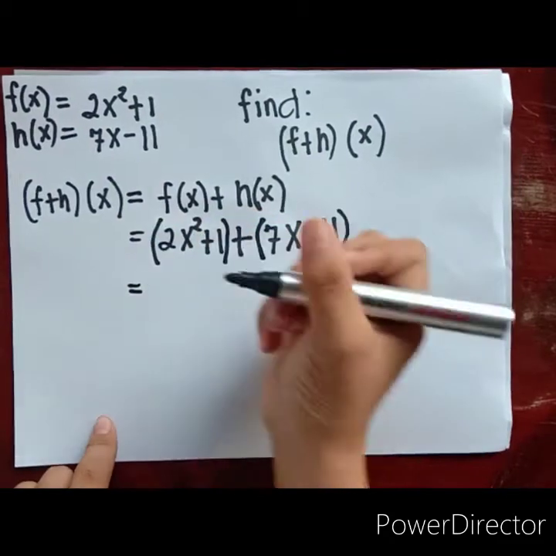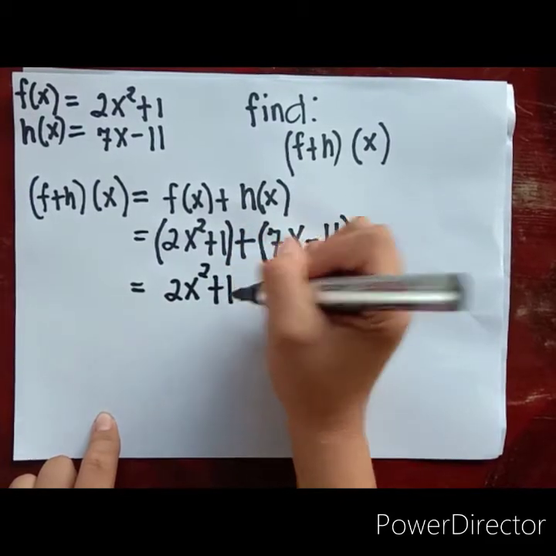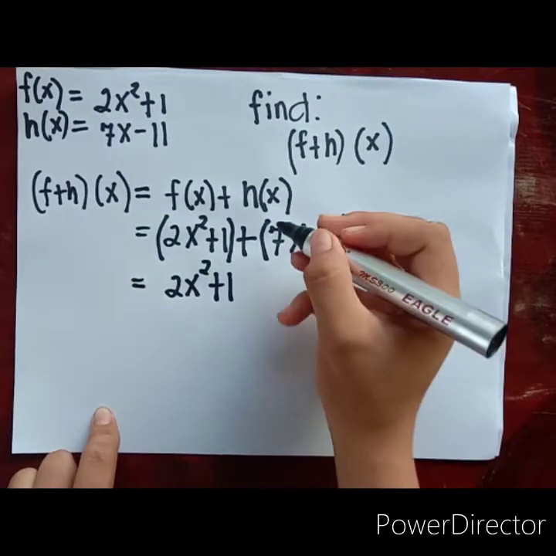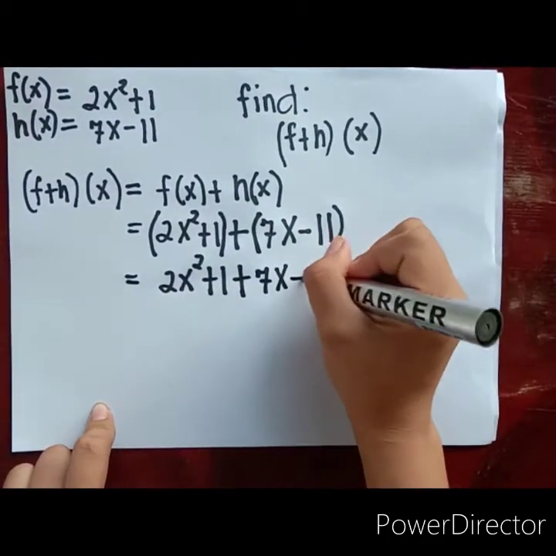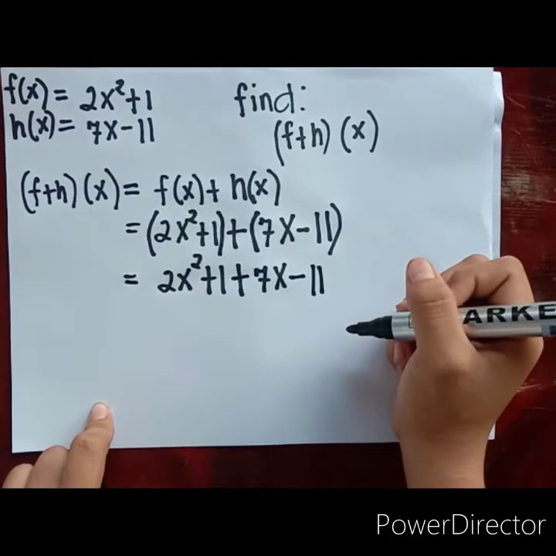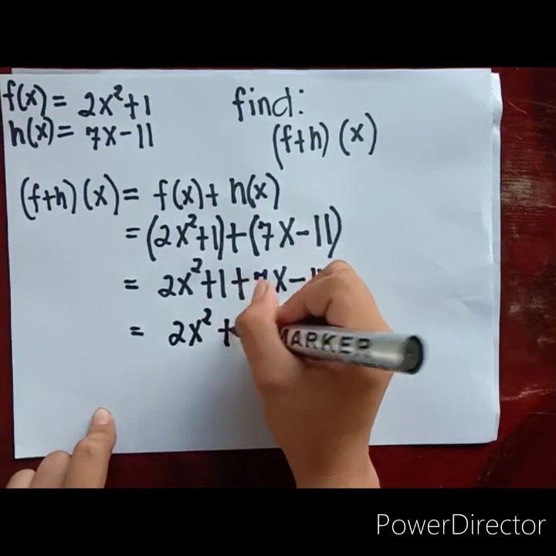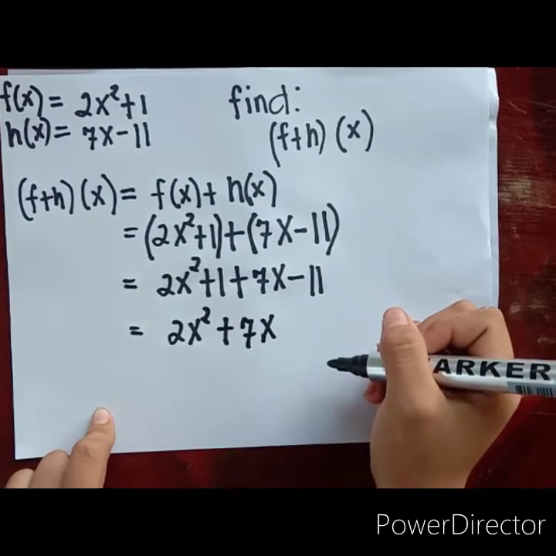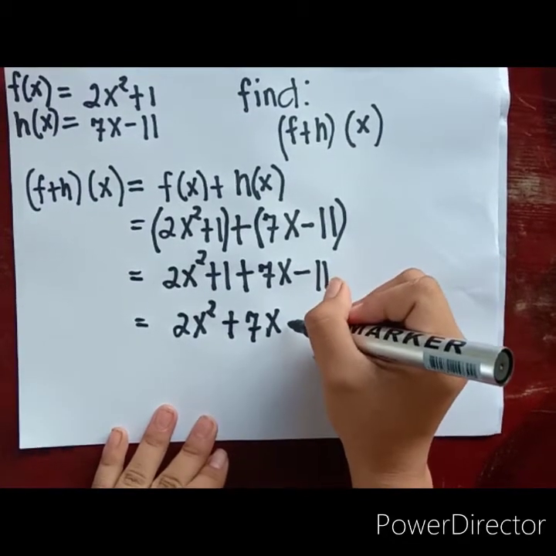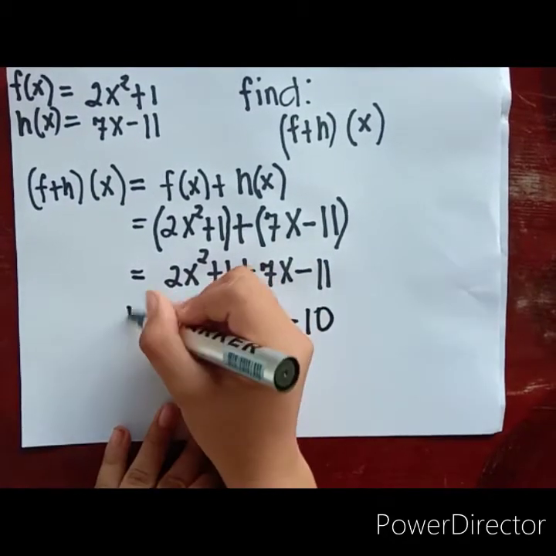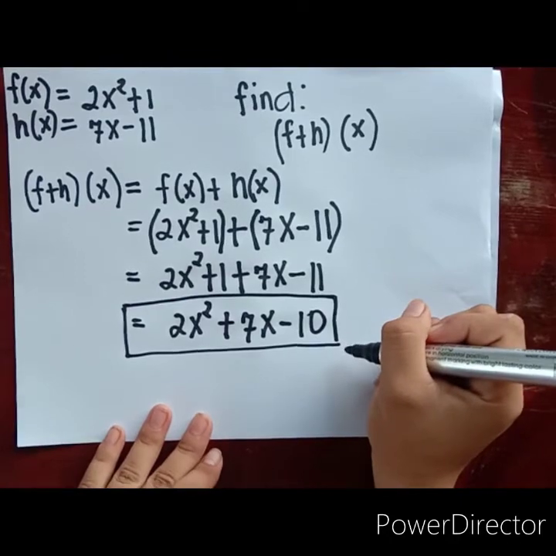Okay. 2x squared plus 1, copy. Positive times positive equals positive 7x. Positive times negative equals negative 11. So simplify. 2x squared plus 7x. Just copy because it doesn't have similar term. 1 minus 11 equals negative 10. So this is now the quantity of f plus h of x.